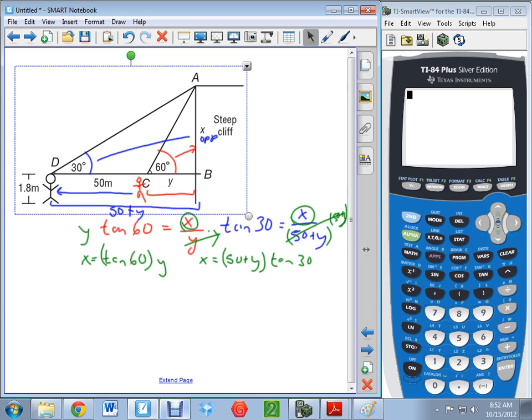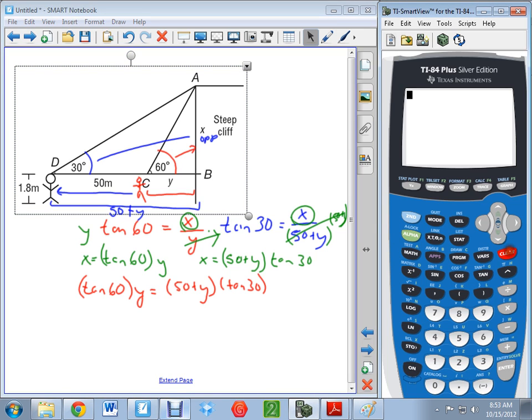Now, since these two equations are both set equal to x, that means they must be equal to each other, so I'm going to go ahead and set them equal to each other. Tangent of 60 times y is going to be equal to 50 plus y times the tangent of 30. This will be an equation that I could actually solve because now I only have one variable that I'm going to have to solve for. The problem is it's going to be kind of ugly because we have all these sine, cosine, and tangents involved with the problem. So what I'm going to have to do is just go ahead and start calculating out a decimal version of what they are.